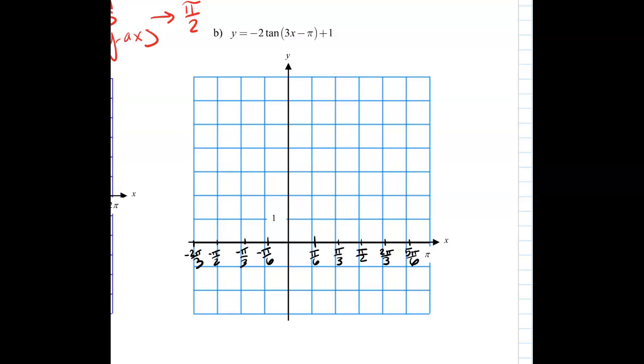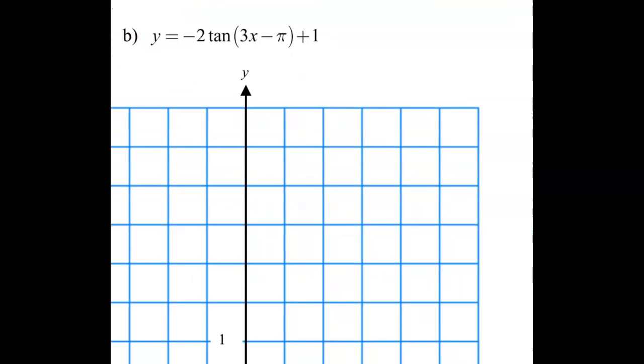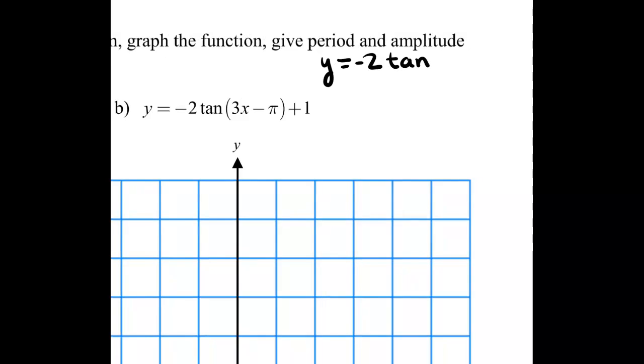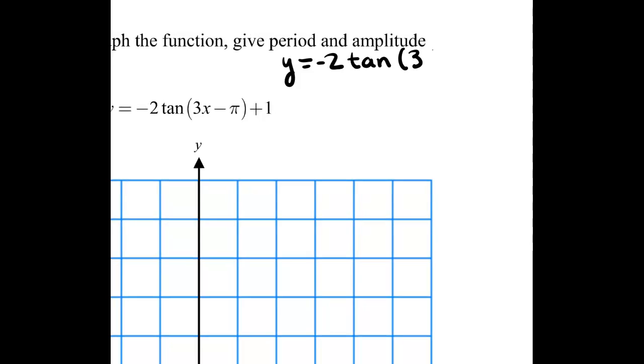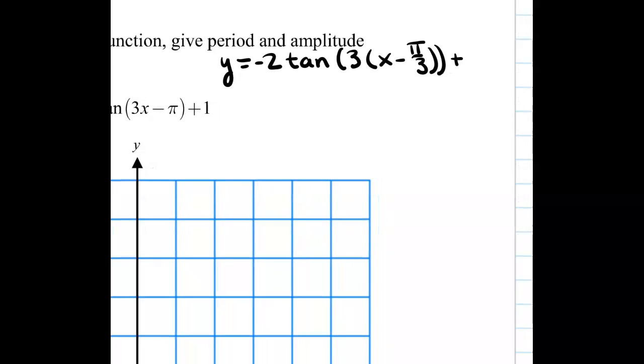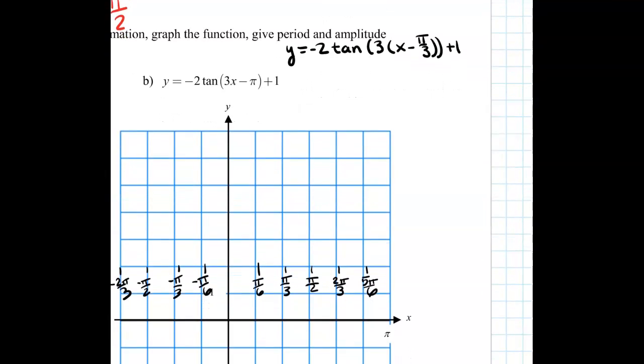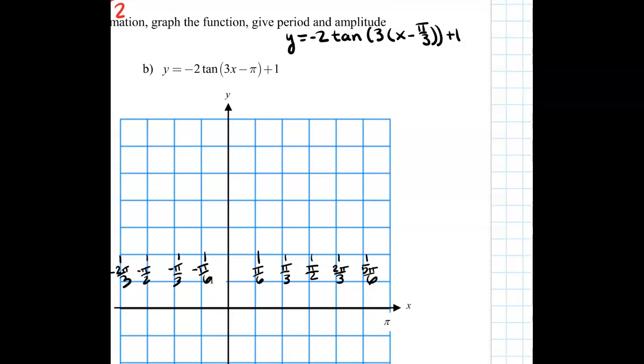So on the next one, I see y is equal to -2 tangent of 3x minus pi plus 1. Alright, so the first thing I'm going to do is, again, look at this and rewrite it. I'm going to write this as y is equal to -2 times tangent of 3 times the quantity of x minus pi over 3, close that parentheses, plus 1. Again, I do that just to make our lives a little bit easier. It'll help us out with the period in a minute, and it makes us able to see that shift a little bit more clearly.